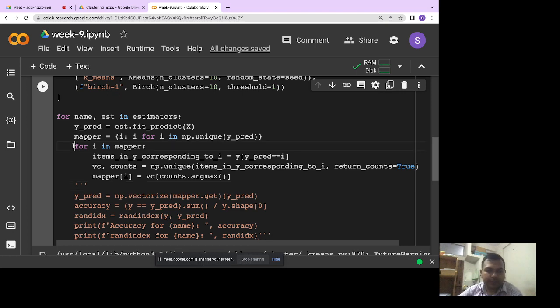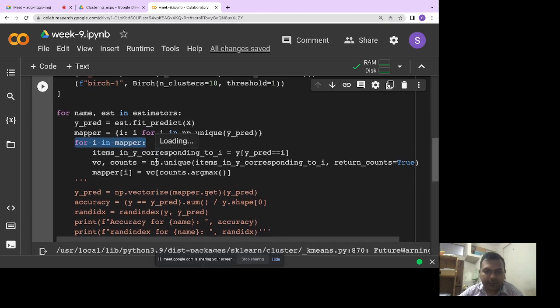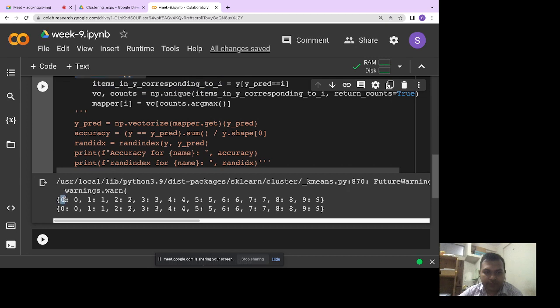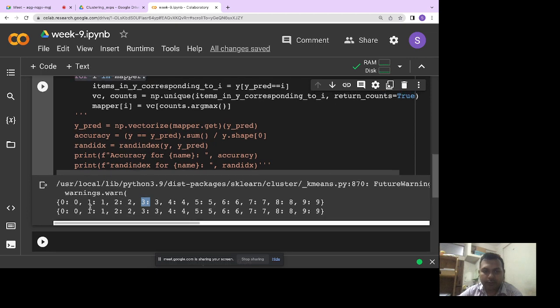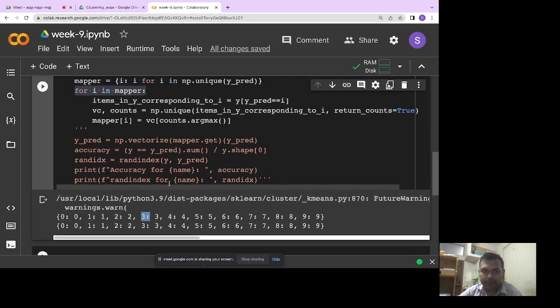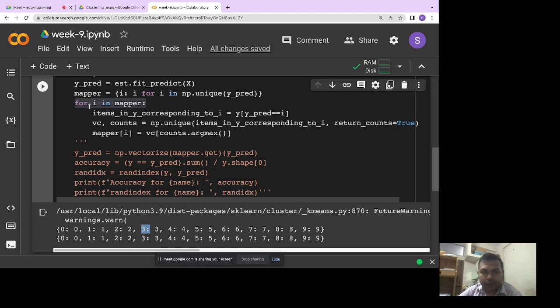So here you see what I am doing: for i in mapper. Whenever I do for i in mapper, it means I am going for 0, 1, 2, 3 and so on. I will traverse the keys in the dictionary. So I am going for each value. Let's say I am going for the value 2. What it will do is go into the target and choose those indices in the target where my prediction is actually 2, right? I hope this is clear.